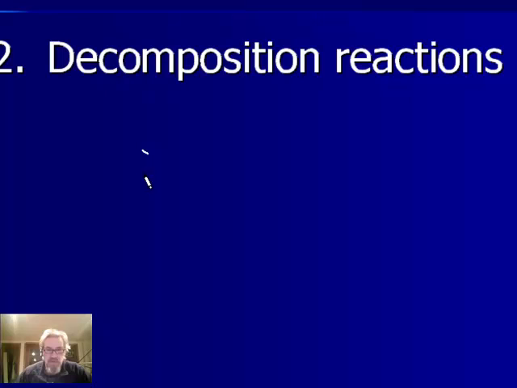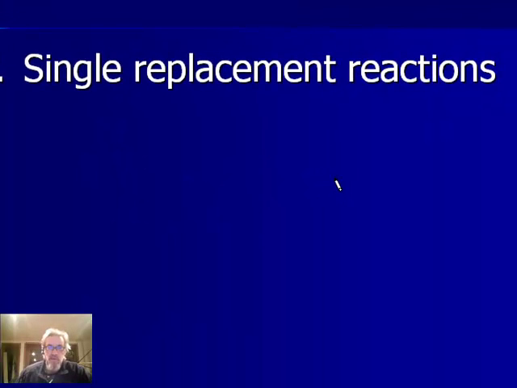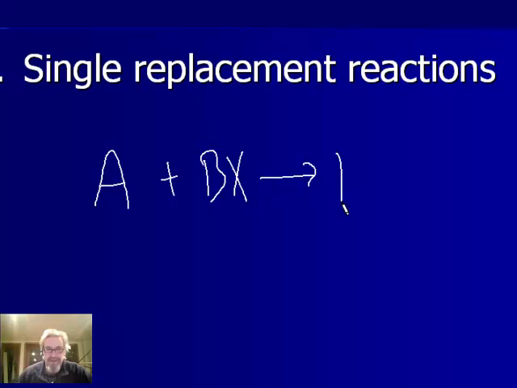We also saw decomposition reactions, which are about the opposite. You start out with one reactant that has to be a compound, and it decomposes into 2 simpler substances, which are often elements. Single replacement reactions, which we'll look at today in more detail. You start out with an element and a compound. Those are the reactants. The products are a different element and a different compound. And there's a replacement of one substance for another there.